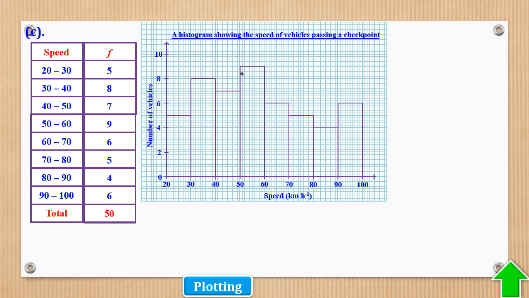Then next is to get the mod. Remember, for the mod, we look at the highest frequency, then we draw a dotted line connecting this to this, and at the intersection, we drop a perpendicular. So that dotted line, then at the intersection, we draw a vertical line to meet the horizontal axis, and we read off that value.